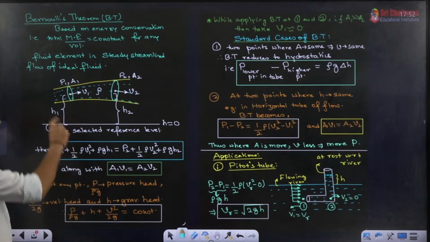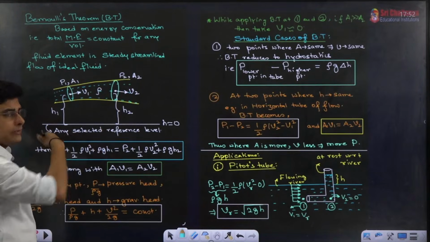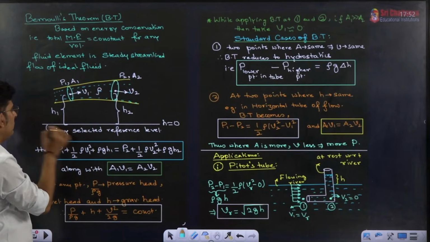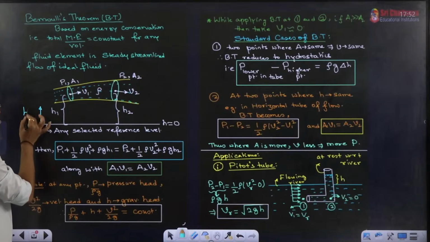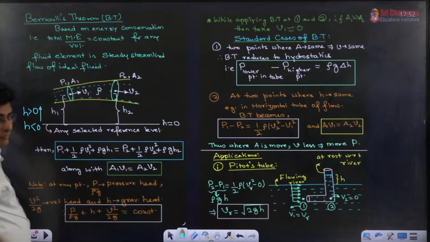We are taking a particular tube of flow, and for that we have taken a reference level as per my wish. I have taken H equals to 0. You can take it up also, you can take it down also. If you take a reference level, remember when you go up you will take H positive, when you come down you will take H negative from the reference line.